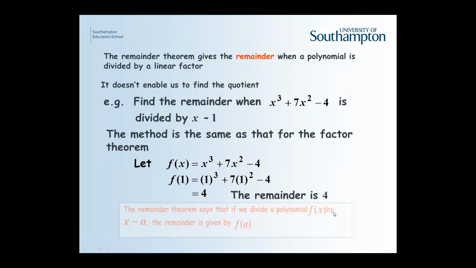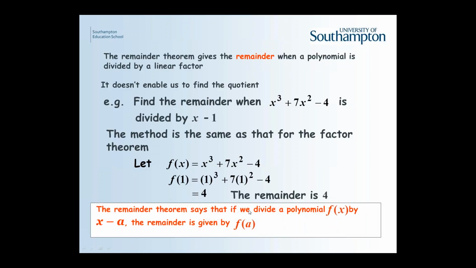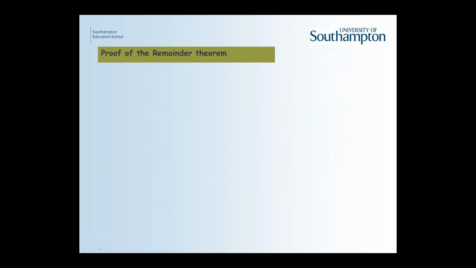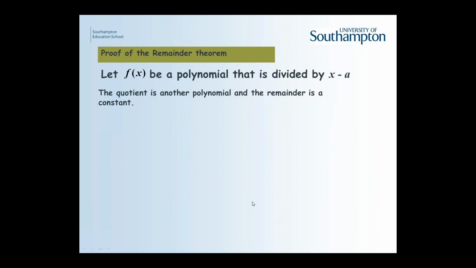And that's what the remainder theorem basically is. It says, if we divide a polynomial by x minus a, the remainder is given by f of a. It's exactly the same as the factor theorem, in fact. It's just that when it is a factor, the remainder is 0. This little bit of proof of the remainder theorem is not required. It's purely for your academic memorization.